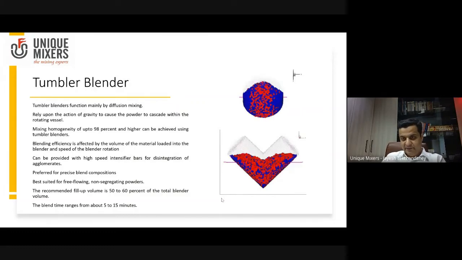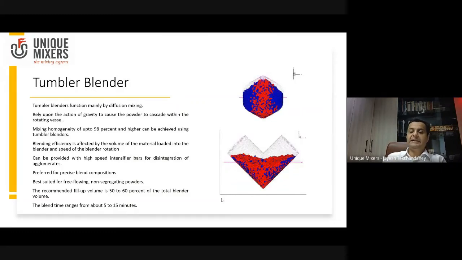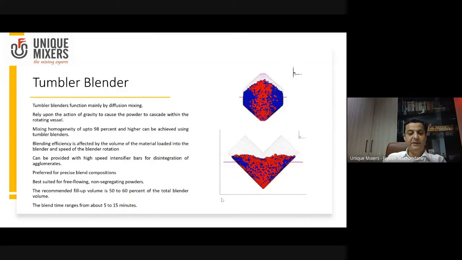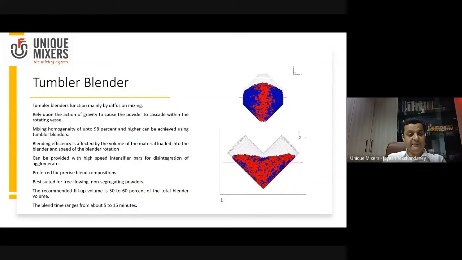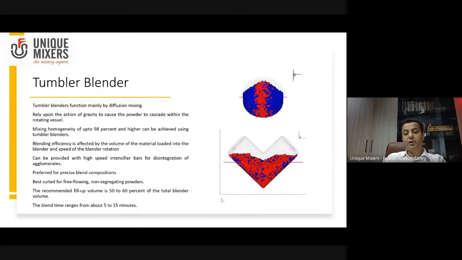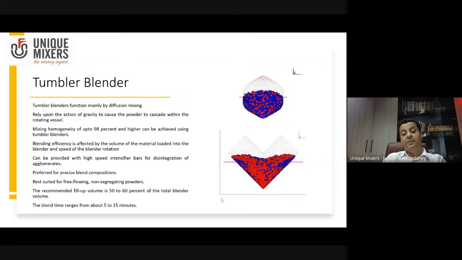Right. That's where you see a tumbler blender. At the top right is the double cone blender, and the bottom is a V blender. So tumbler blenders function mainly by diffusion mixing. They rely on the action of gravity to cause the powder to cascade within the rotating vessel. Mixing homogeneity of up to 98% and higher can be achieved using tumbler blenders.